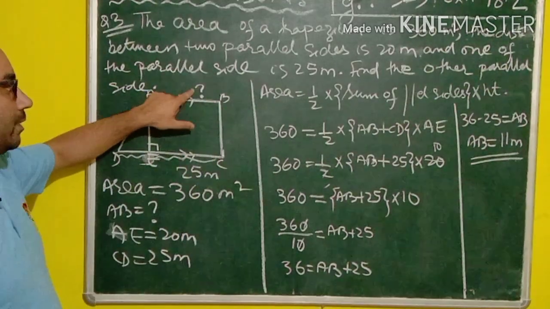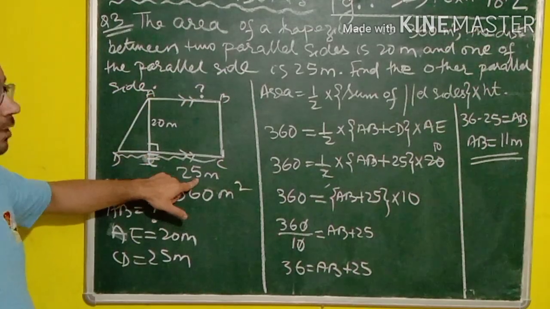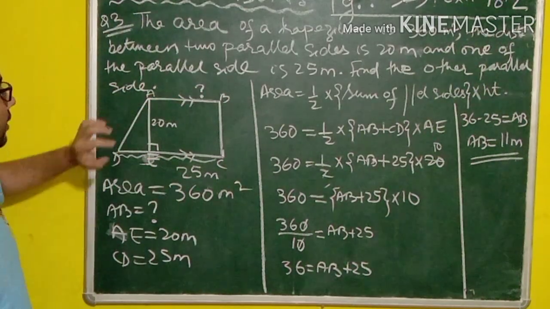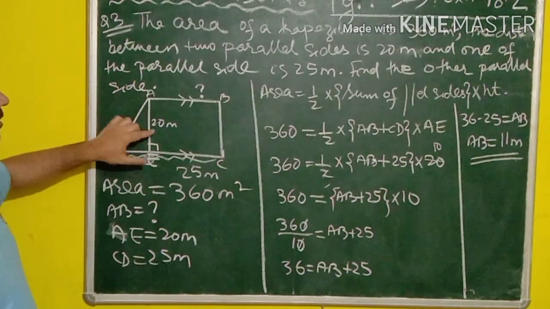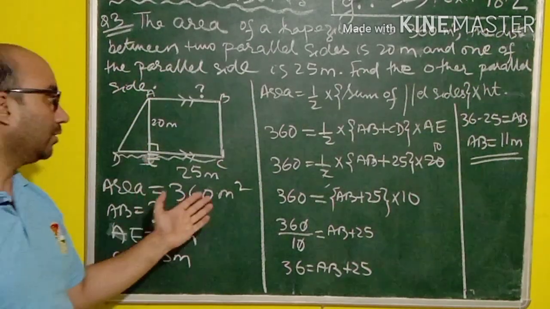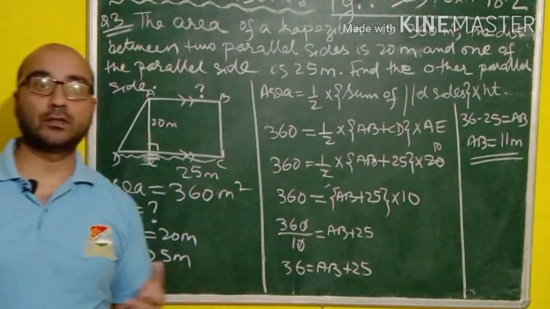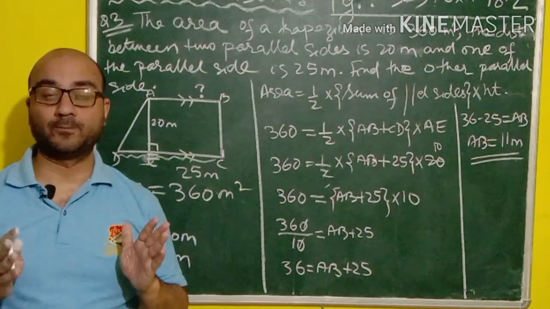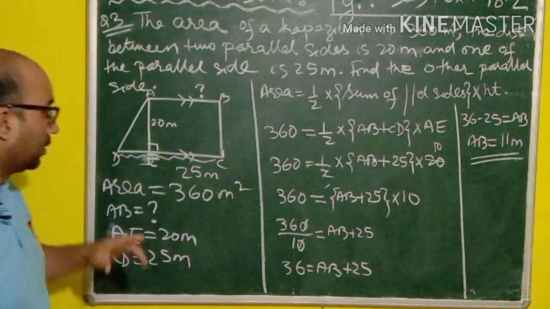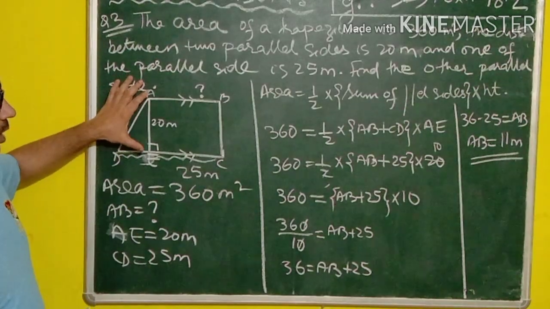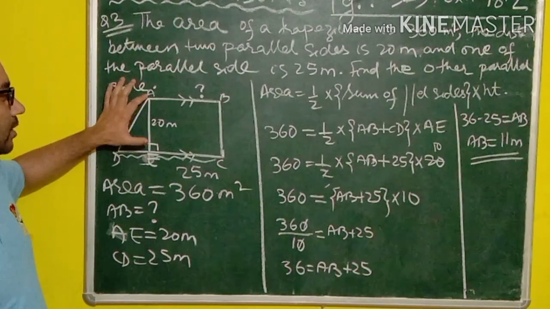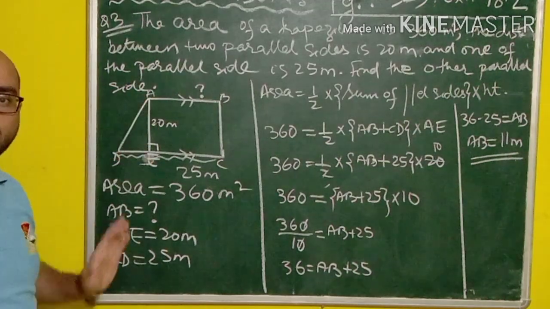One of the parallel sides is given as 25 meter, and we are supposed to find the other parallel side, so I have given a question mark. The distance between the two parallel sides is given as 20 meters. As I was explaining in the previous question, the distance between the parallel sides is nothing but the height of the trapezium. So we have labeled AE as the height, which is 20 meter.